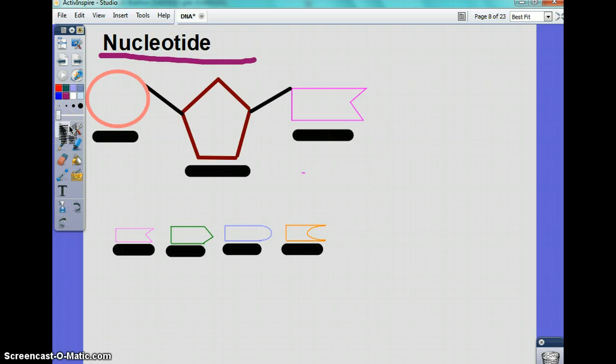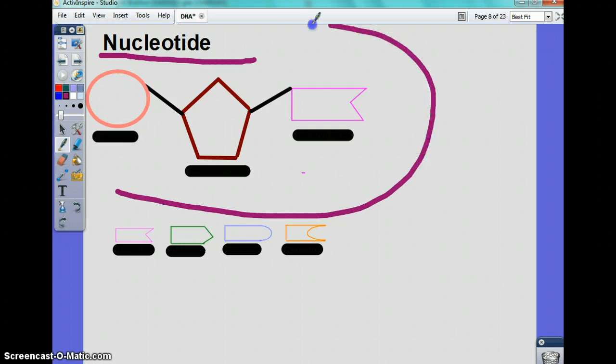Okay, you can tell me it's made up of phosphate, deoxyribose sugar, and an N base. What else can you tell me? What is it? It's the building block of DNA. If I circle this, how many nucleotides am I circling? 1. Keep that in mind today when you turn in your assignment.